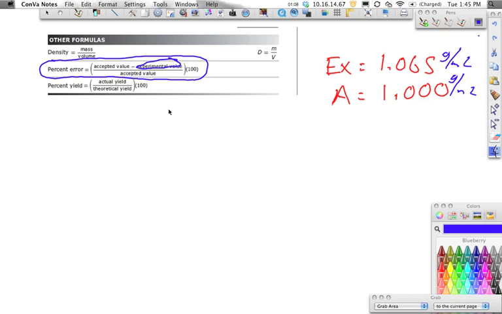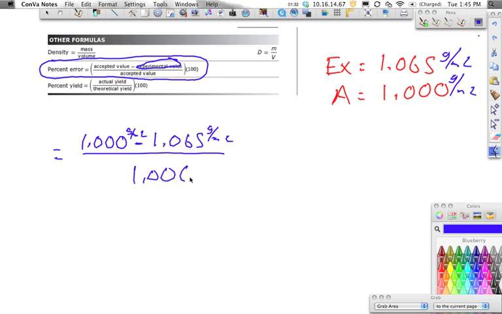So, in plugging this in, our percent error equals our accepted value, which in this case is 1.000, minus our experimental value, which is 1.065, and our units would go there. It's grams per milliliter, it's the density, divided by our accepted value, which is 1.000. And what you'll see is we normally take the absolute value of this. It doesn't have it in the equation right here, but usually take your absolute value of it and then multiply it by 100.